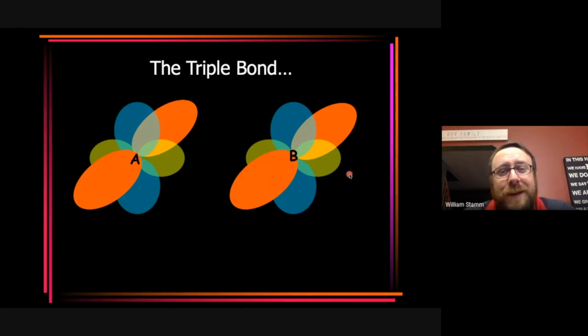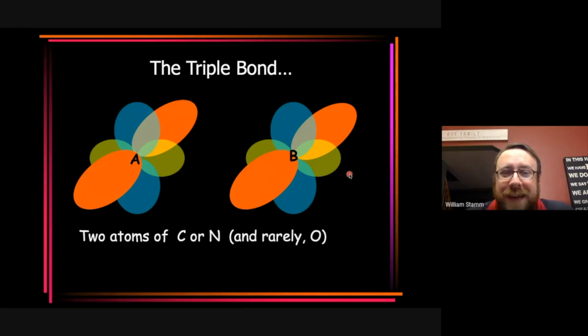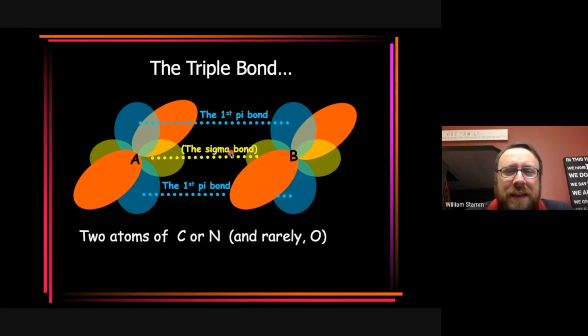Now the triple bond's kind of weird. Triple bonds usually form, as I said, between nitrogen, very commonly, and also carbon. Very, very rarely an oxygen molecule can form a triple bond, but we probably won't see that. First, the sigma bond forms. The sigma bond will form first. Then the first pi bond will form, like we saw before with the double bond.